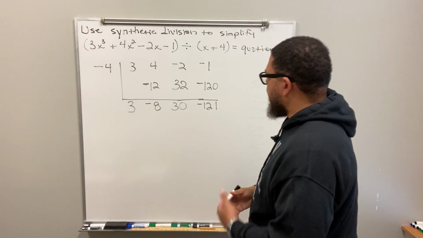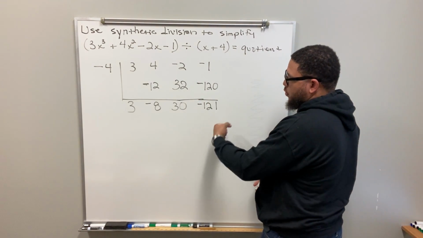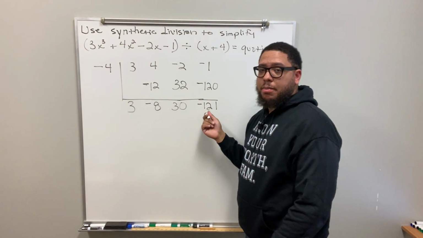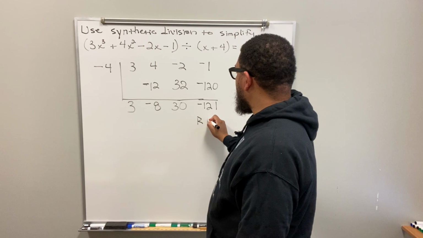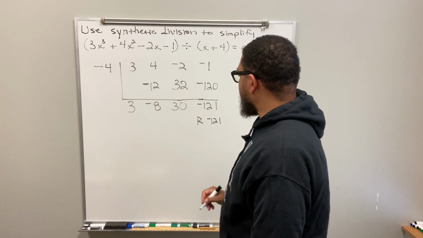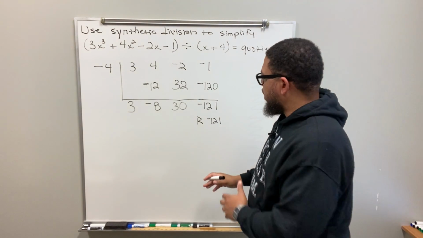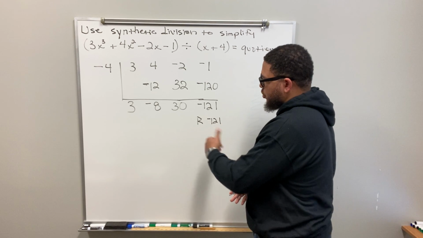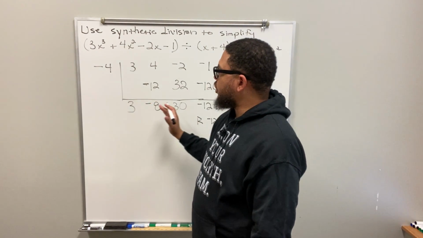All right? Now, this last number right here, sometimes it'll be a 0, sometimes it won't. In this particular example, it's not a 0. This last number right here is our remainder. So you can just write capital R to represent remainder and negative 121. I'm going to show you the fancy way to write the answer, though. But for now, we're just going to say R is negative 121, meaning the remainder is negative 121.